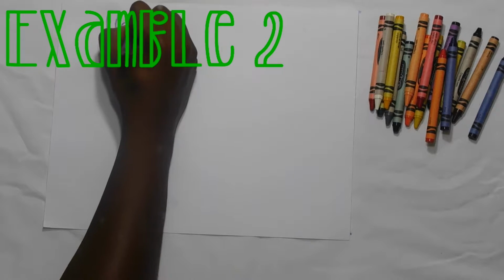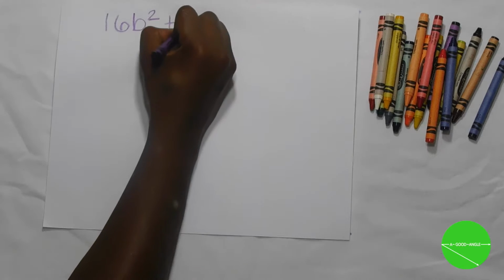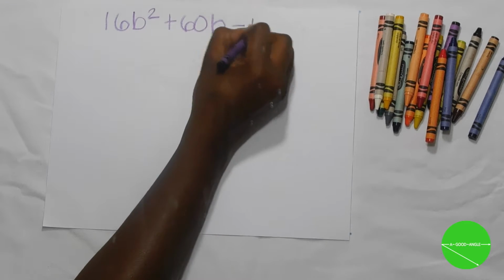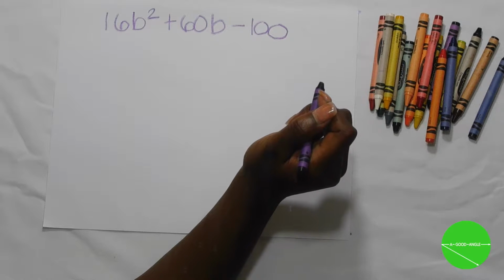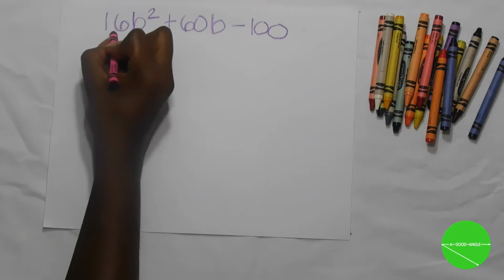Let's try that una vez más. So I have 16b squared plus 60b minus 100. So again, GCF, yo issue, okay? Find it before you start your problem.